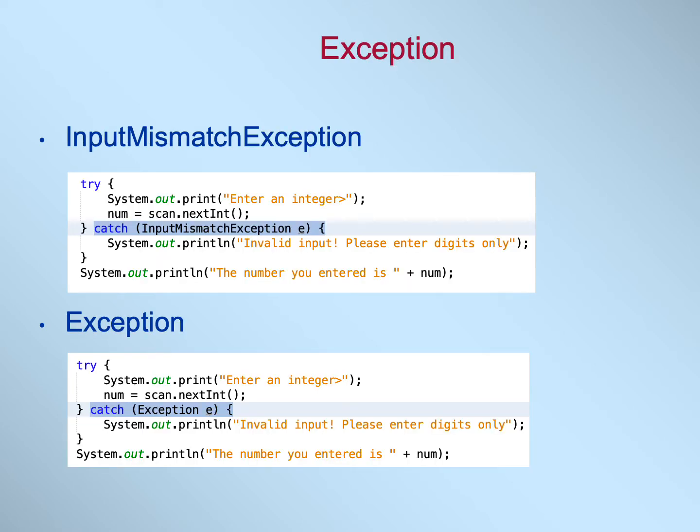In our example before, in our catch block, we are using InputMismatchException. So we are being specific on what kind of exception that we will catch. But if you are not sure what kind of exception, you can always use Exception, which will catch all exceptions, but we do not know which exception we are referring to.